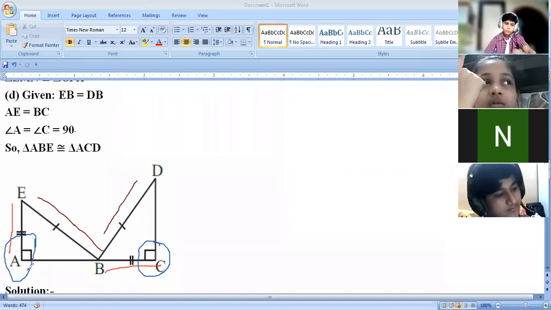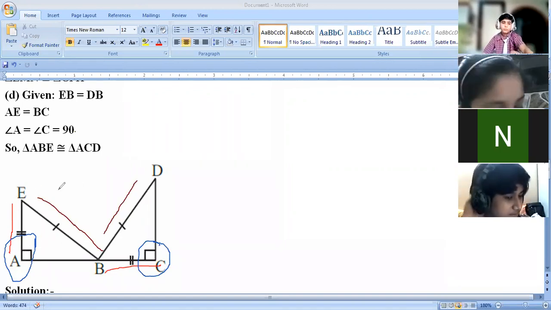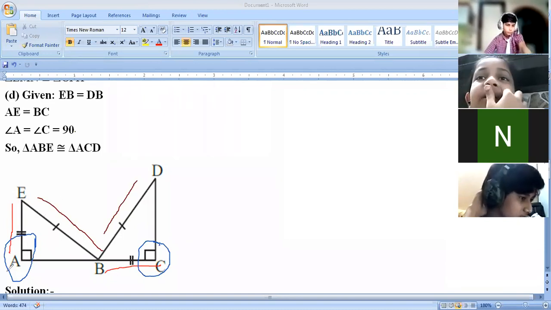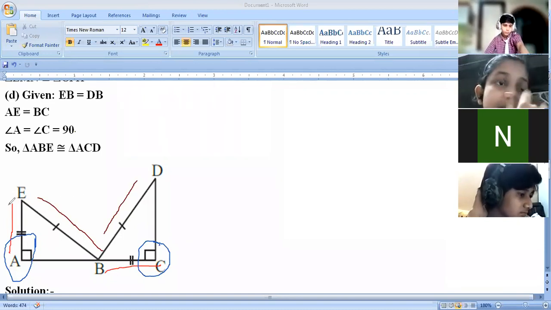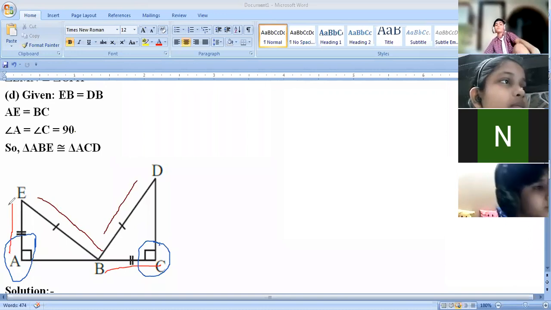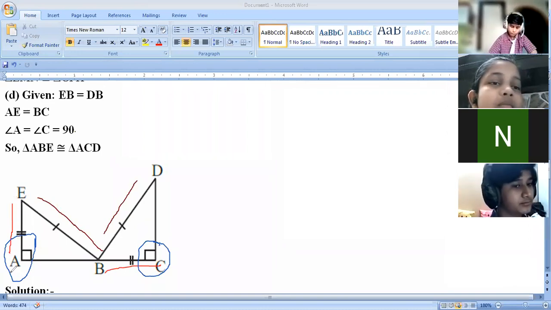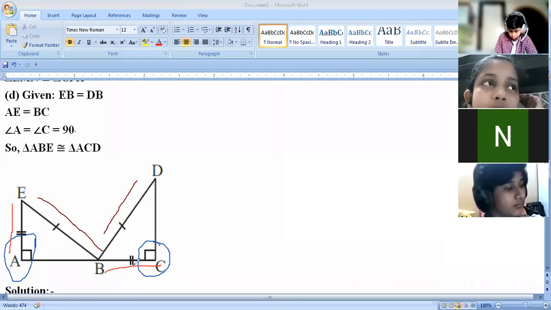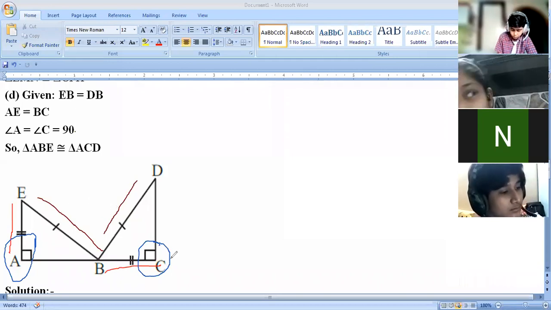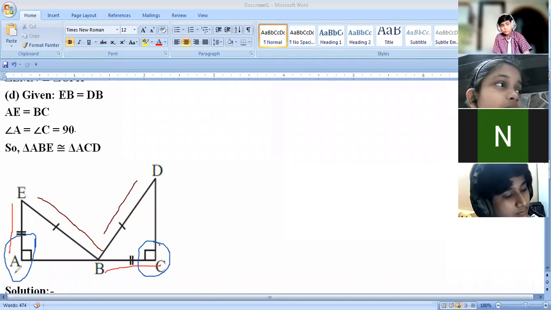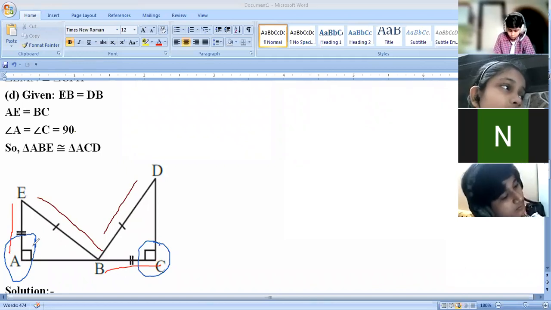This is the right angle. This is the side and this is the hypotenuse. So right angle, hypotenuse and side. RHS. R for right angle, H for hypotenuse and S for side. So this side is equal to this side. This hypotenuse is equal to this hypotenuse and this right angle is equal to this right angle. So then RHS congruence criteria will work here.